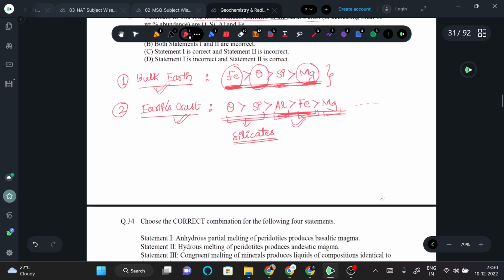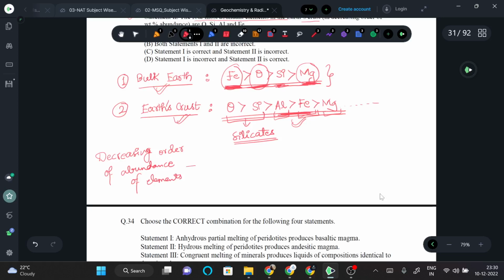I will again put up one list of decreasing order of abundance of elements for many categories, like what all you need to know. I will write it here, and I will put up the list for this. If I miss, then please remind me. Decreasing order of abundance of elements, let's say.